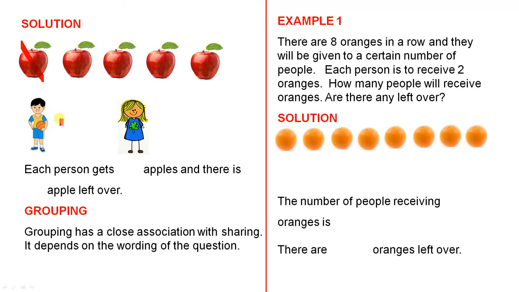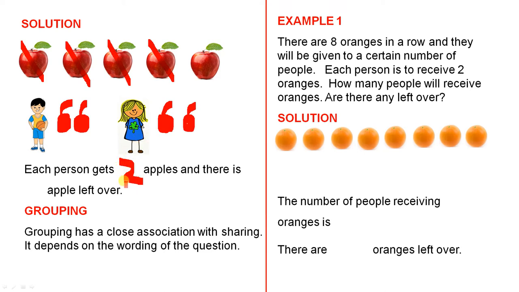Cross off this apple and give it to that person. Cross off this apple and give it to that person. So we've given 1 apple each. Cross off this apple and go back to the first person. Cross off this apple and go to the second person. They have 2 apples each and 1 is left over. So each person gets 2 apples and there is 1 apple left over.